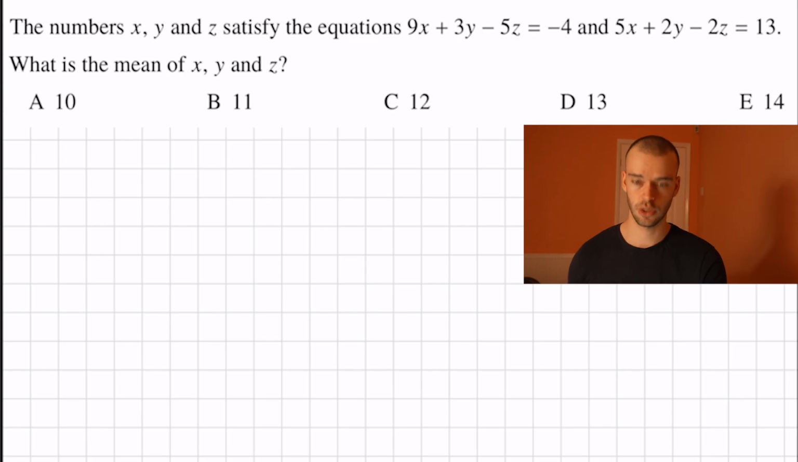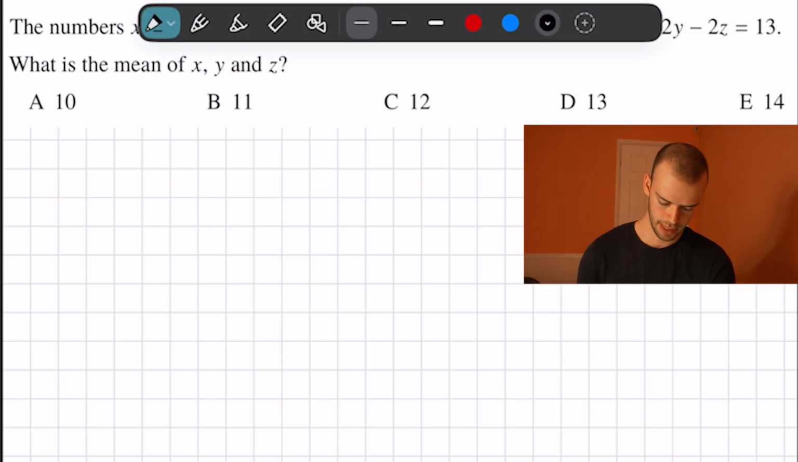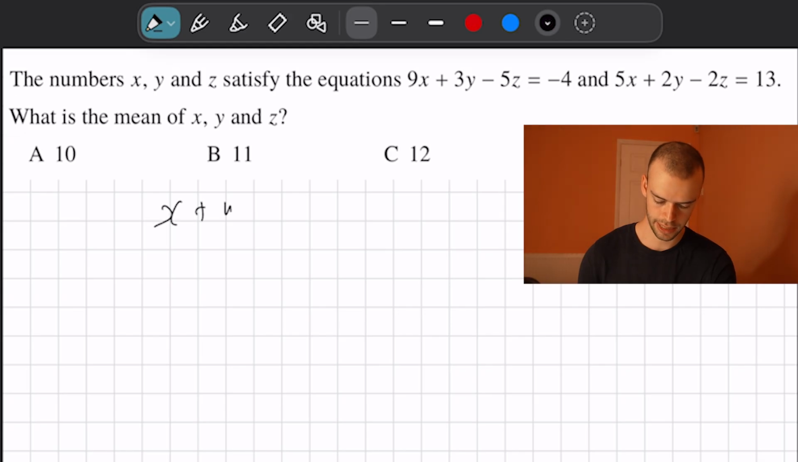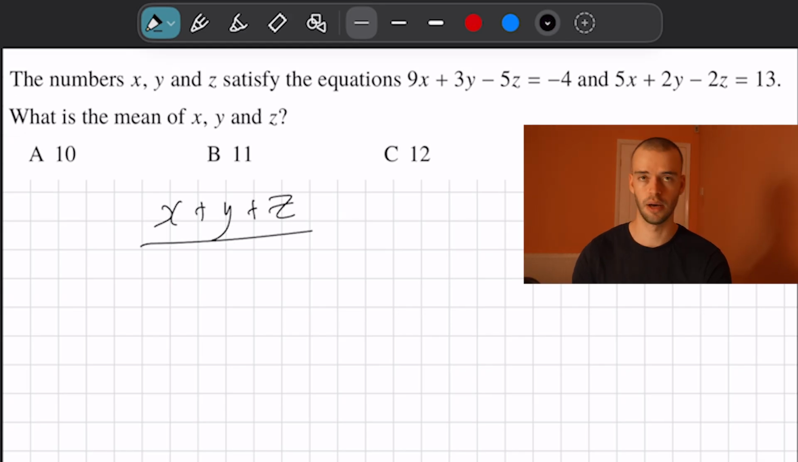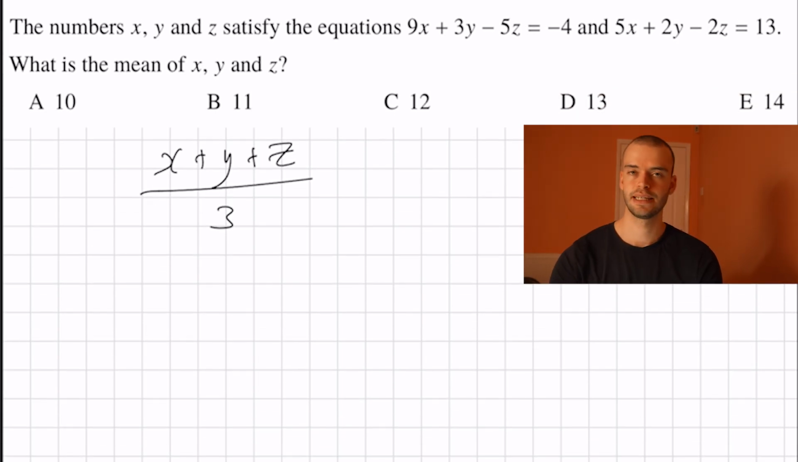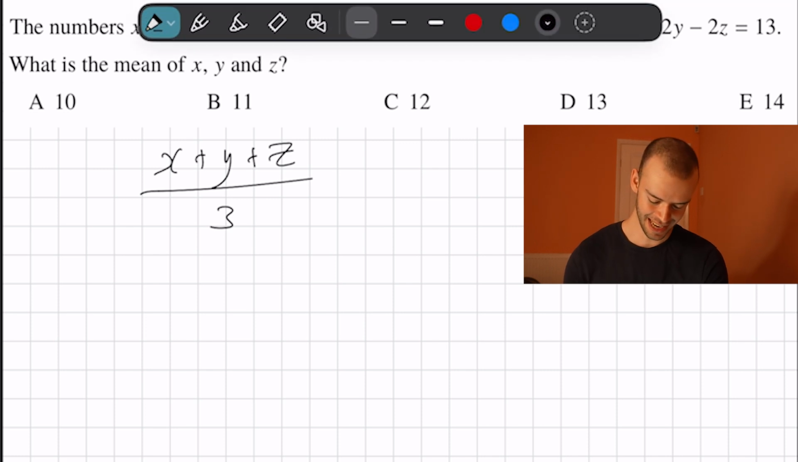Interesting question. We've sort of got simultaneous equations. The question is asking us, what is the mean of x, y, and z? I think an obvious starting point is to write a mathematical expression for the mean of x, y, and z. And that's just clearly x plus y plus z all over the number of terms, which is 3. Cool. So an interesting thing is it's not asking me to find x, y, and z. It just wants this expression. So we need to think, how are we going to use these equations to get this expression by itself? Let's have a little think.